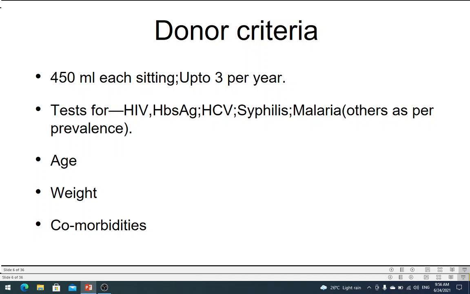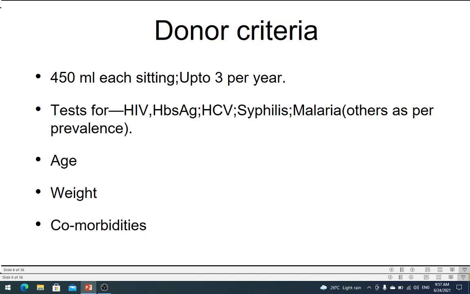So any fit people can. There are a lot of voluntary donors who donate blood regularly. That is how we get blood when we want it for surgery and all sorts of things. Before the blood is donated, you will have to test the person for HIV, HBsAg, HCV, syphilis, malaria, and a lot of others, such as CMV, depending upon the prevalence in that particular region. But HIV, HBsAg, HCV, syphilis, and malaria are tests which are almost routinely done.